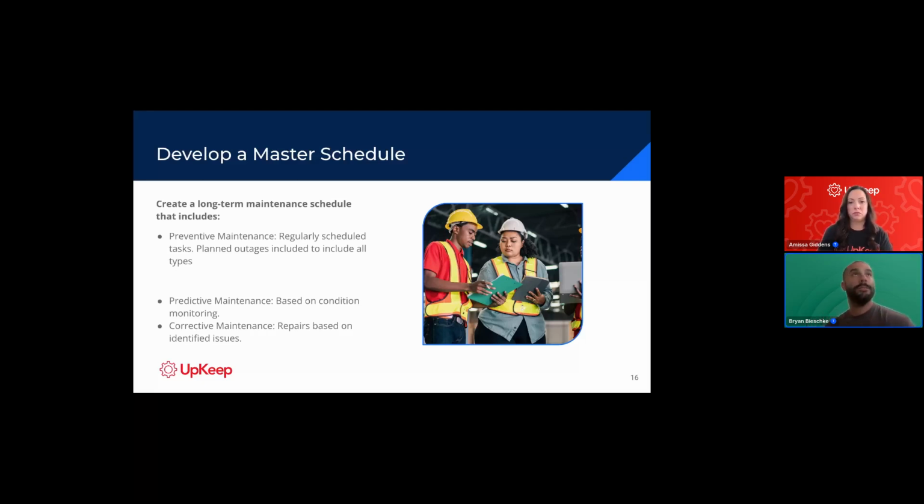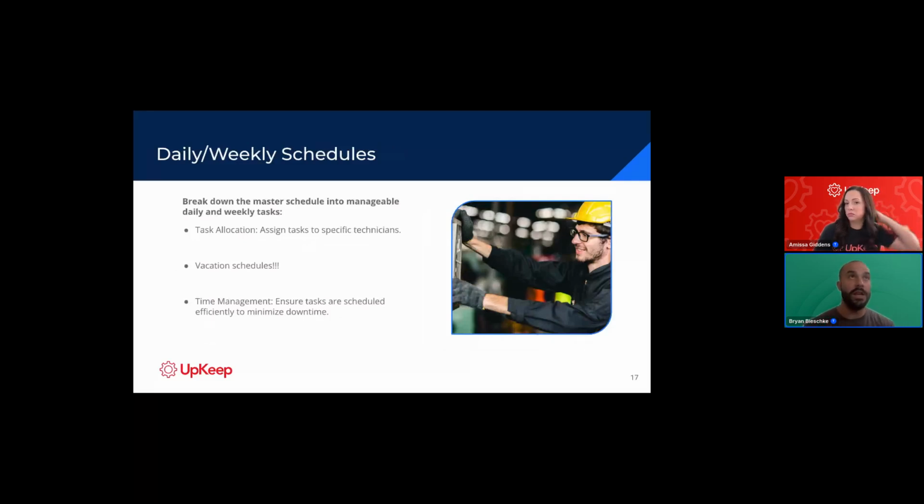Develop a master schedule. Okay, now we talk about the nitty gritty. Break down the master schedule into manageable daily and weekly tasks. We want to allocate our tasks to specific technicians, generally due to skill sets and availability. And the reason that second thing says vacation schedules is because you will not believe how much work gets scheduled when people don't know that those people won't even be here. So if your organization has a master vacation schedule, maybe on a Google Calendar or whatever, make sure the planner or the scheduler or both, everybody has visibility into that so that you can make the right choices at the right time.